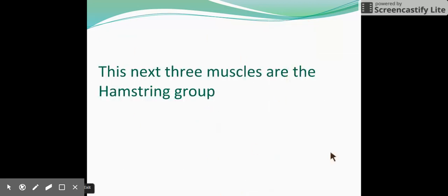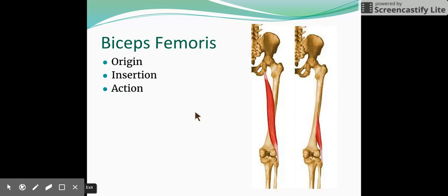Now we're going to talk about our final muscle group. We're going to be talking about the hamstrings. This is the last muscle group. Remember, the muscles and muscle groups all have the same action. So here is biceps femoris. This is a flexor. That's what it's going to be doing here. And what they've done is they've just separated the two heads of the biceps femoris so you could see them. That's what this picture is showing you.